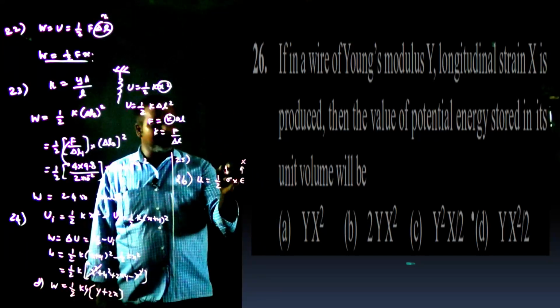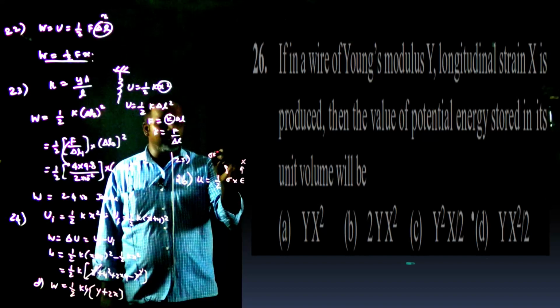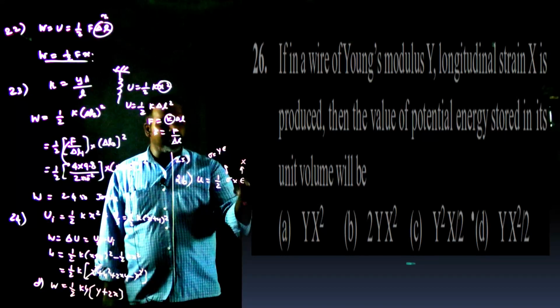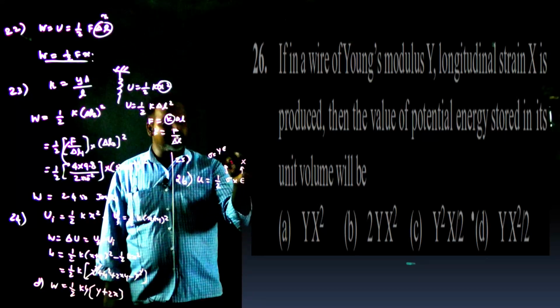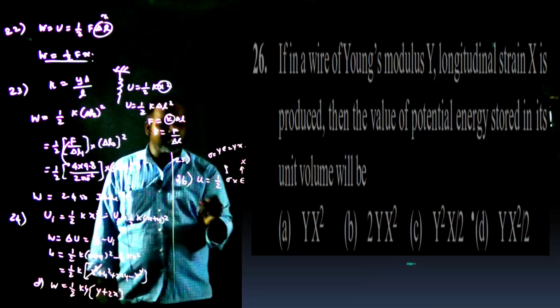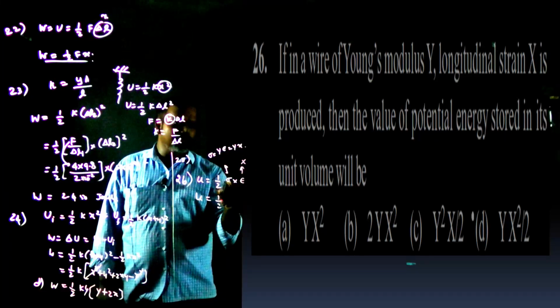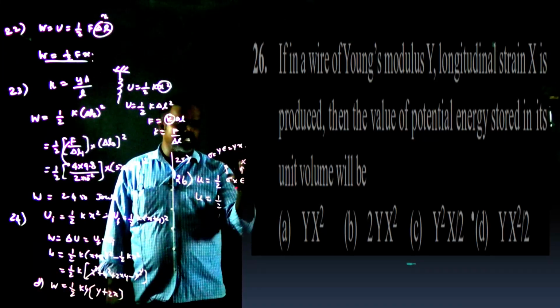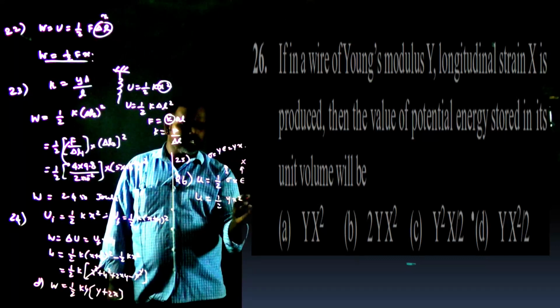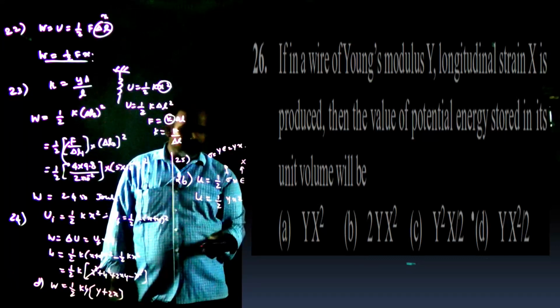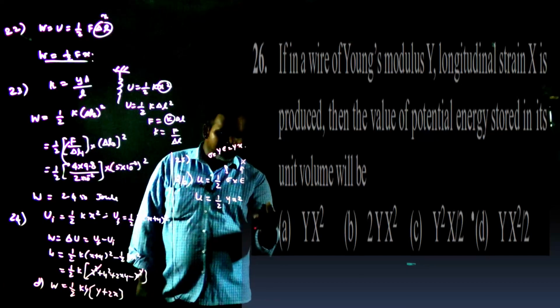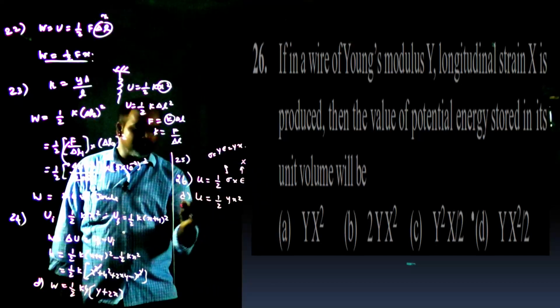Therefore, sigma can be written as sigma is equal to Y into epsilon. But here the strain is taken to be X. Therefore, I can write Y into X. Therefore, U is equal to 1 by 2 into sigma, that is Yx, into X, so Y into X square. Therefore, 1 by 2 Yx square. Just check the options. Option D is the answer for that.